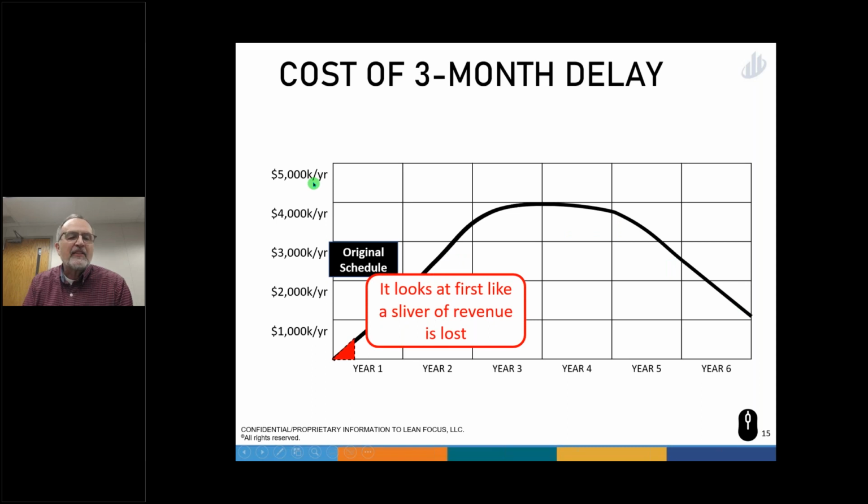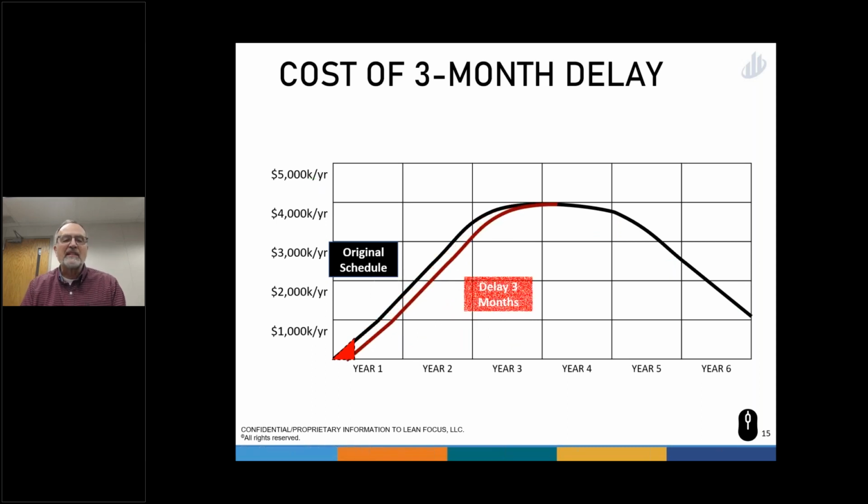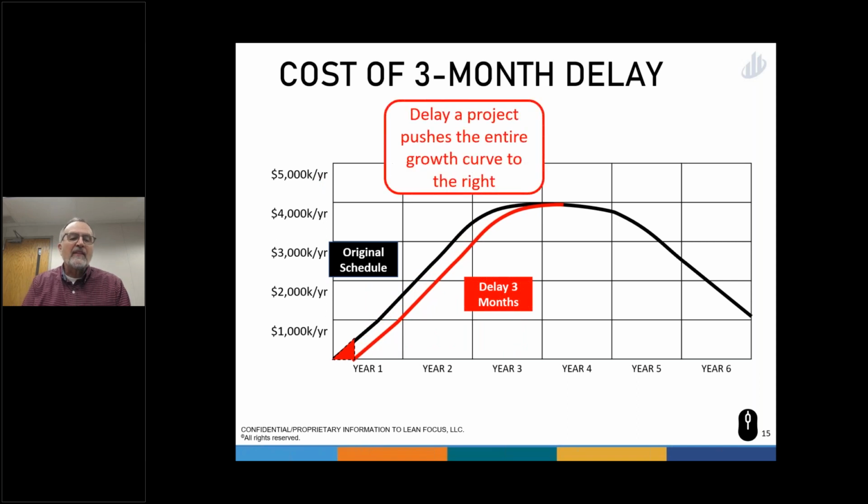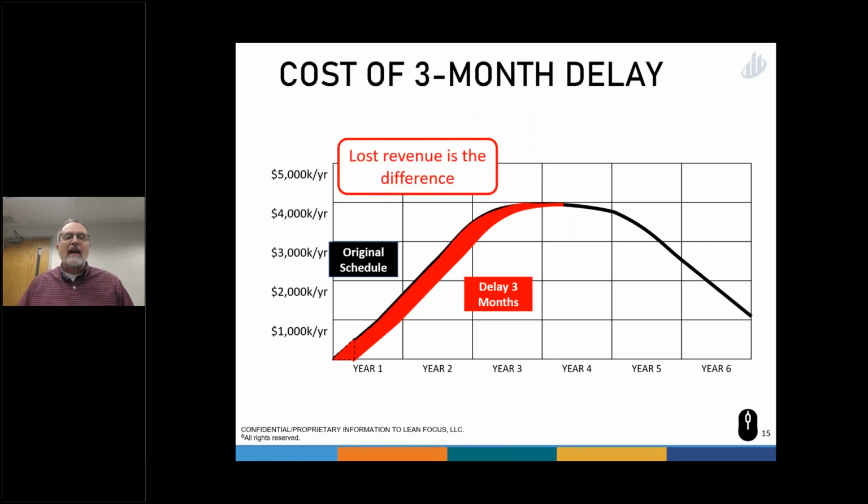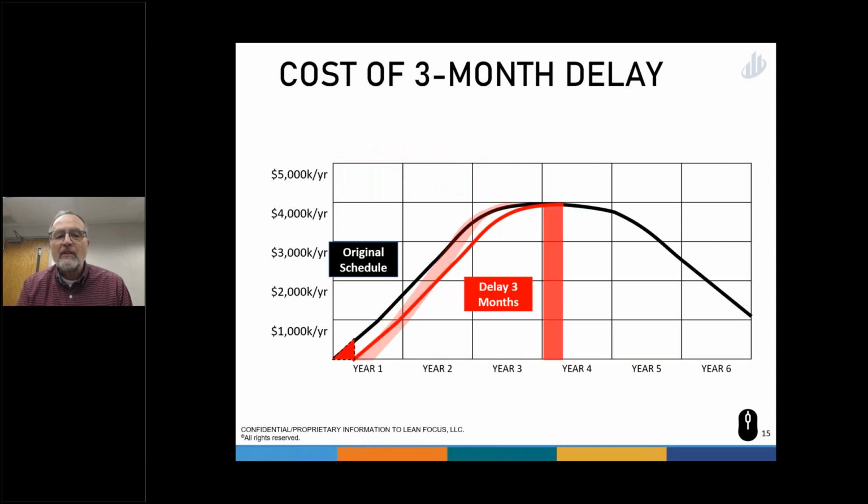And if we delay it 3 months, somebody might say, oh, we'll lose the first 3 months of revenue. That's not very much. And they look at that tiny sliver. Well, but if I really look, that entire growth curve is pushed out, right? I mean, if I don't get that product to market, the whole growth curve pushes. It's not like I introduce the product 3 months later and I can make up for all those lost sales. And the total lost revenue is the difference between those two.